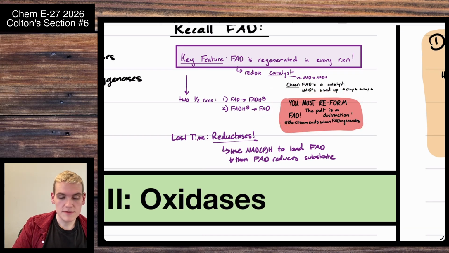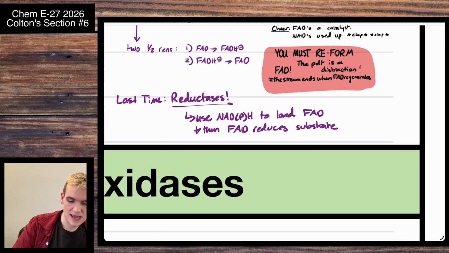And last time we did reductases. So all reductases do is they load up FAD with NADPH or NADH. So NADH reduces FAD to FADH minus, and then FADH minus reduces the substrate. I put FAD. I'm going to do FADH minus just to be real technical with it.